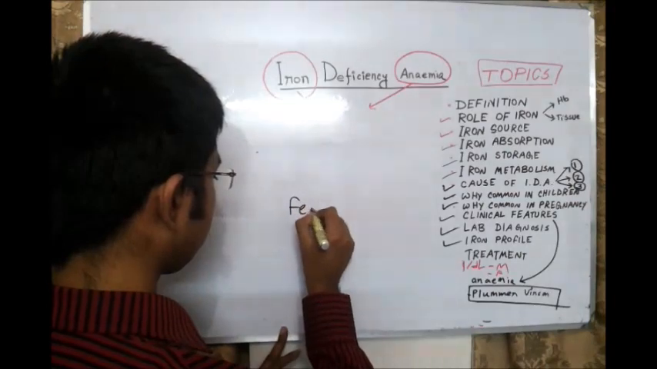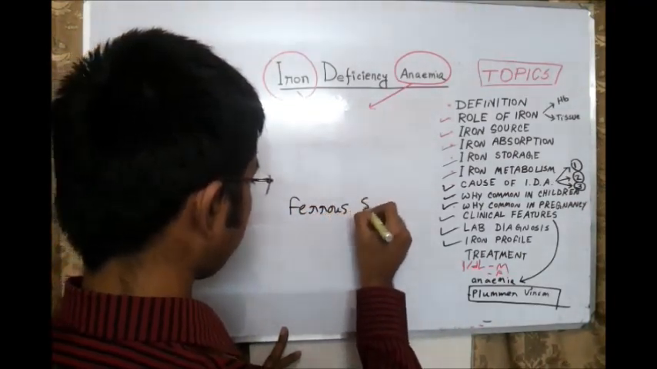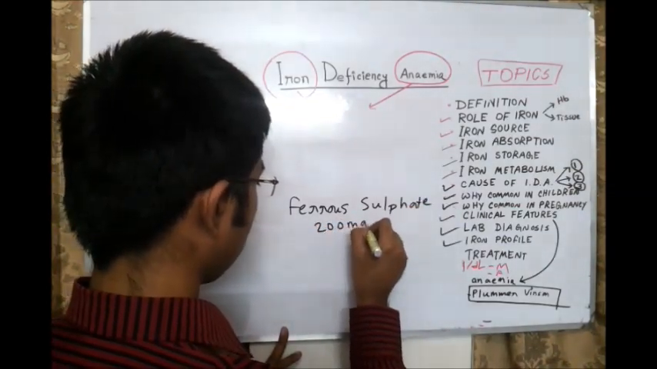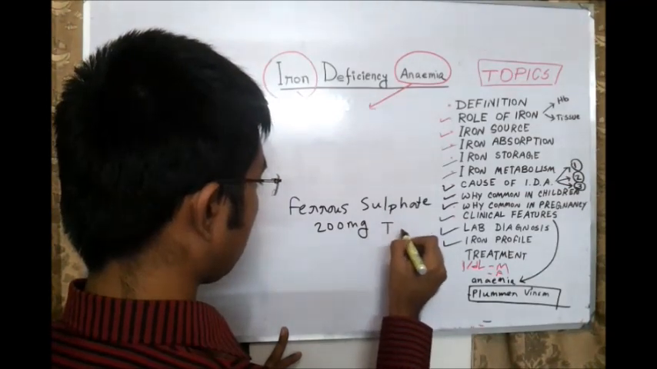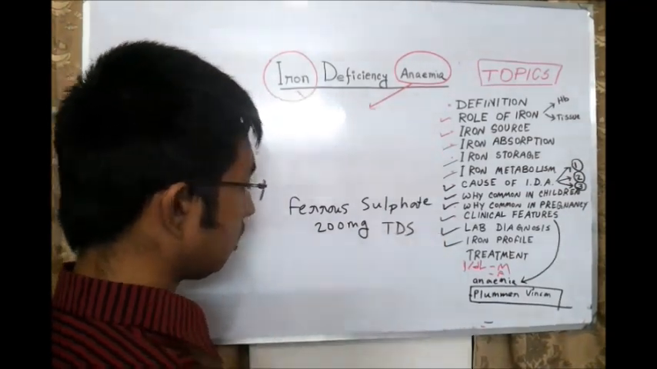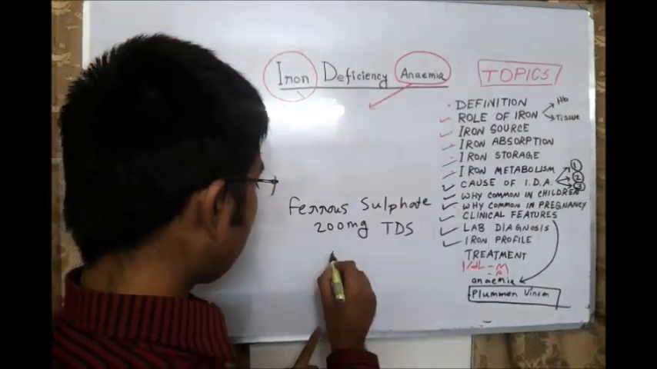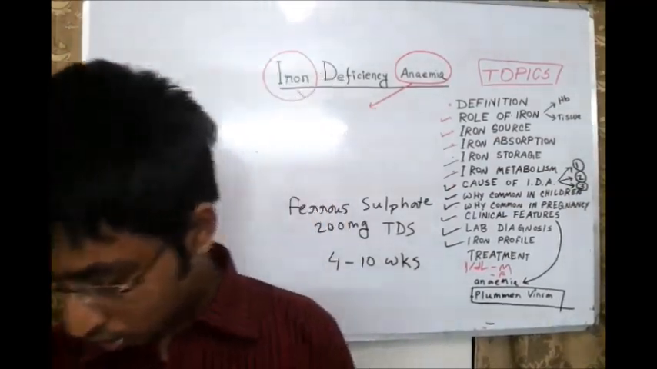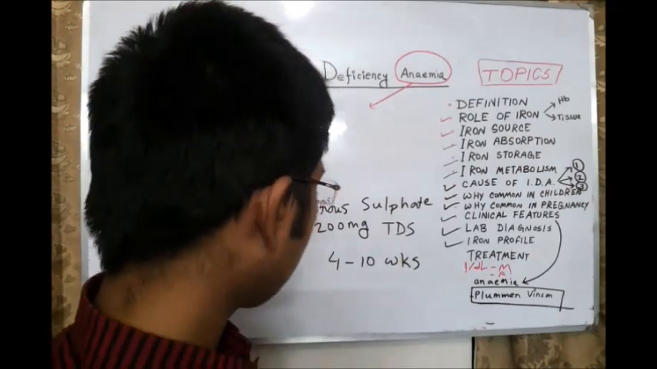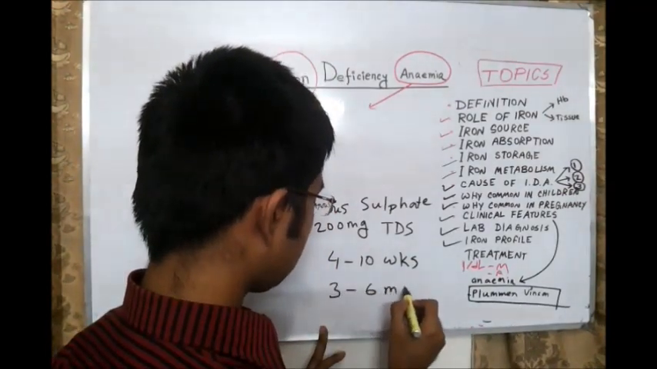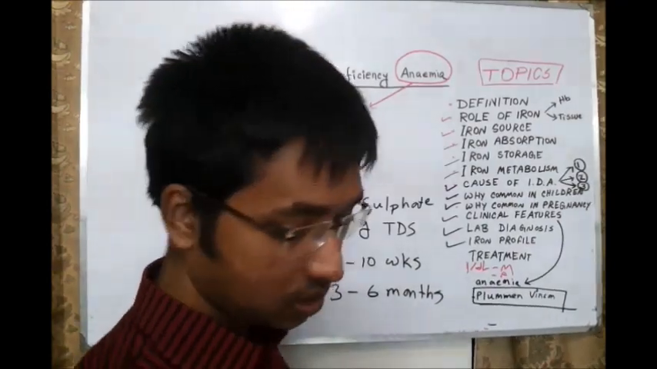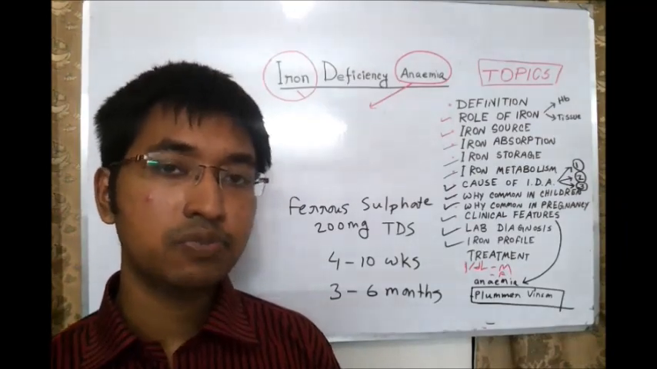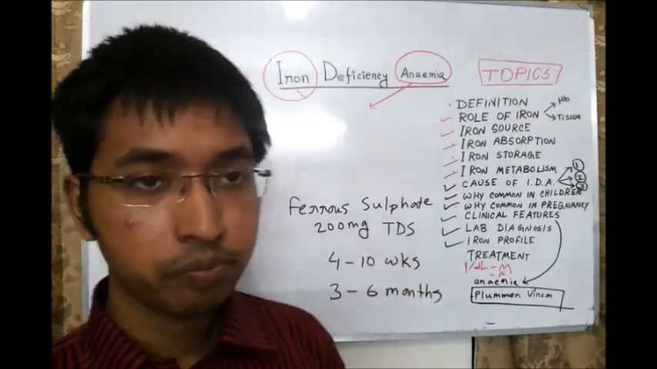So I'm writing ferrous sulfate 200 milligram 3 times daily. For how long? Usually 4 to 10 weeks. In severe cases, we may have to continue this longer, for 3 to 6 months. And the problem is some patients have difficulty in tolerating the oral preparation.